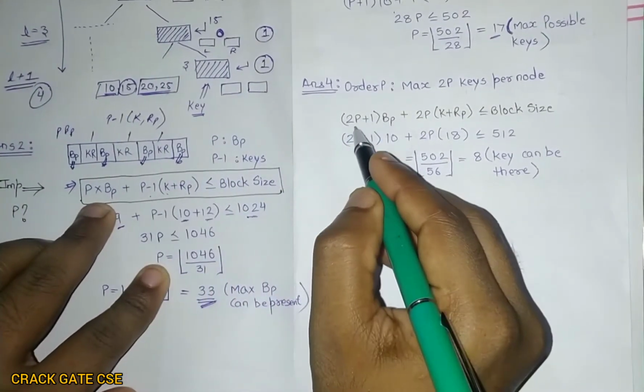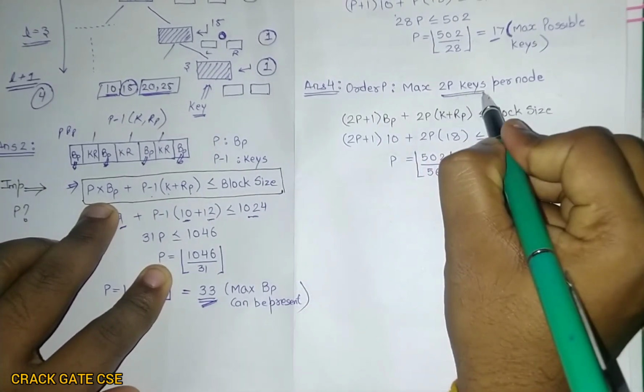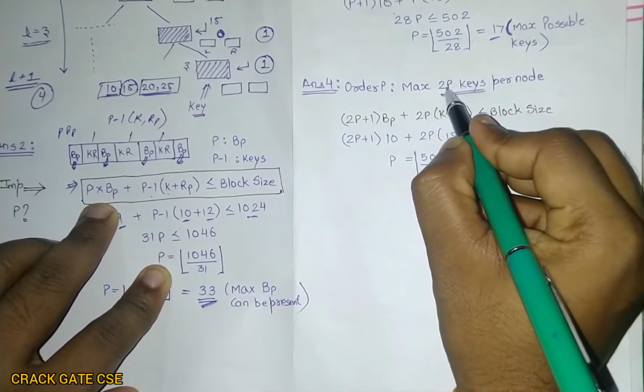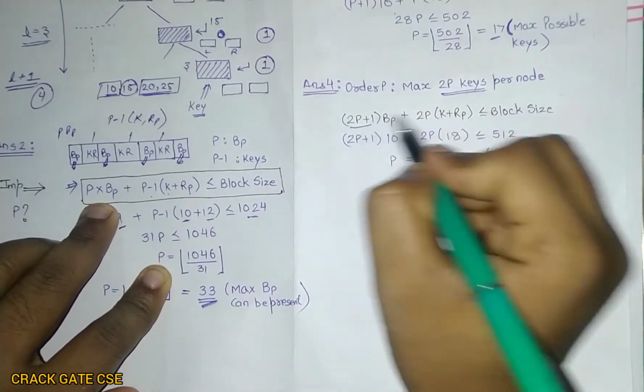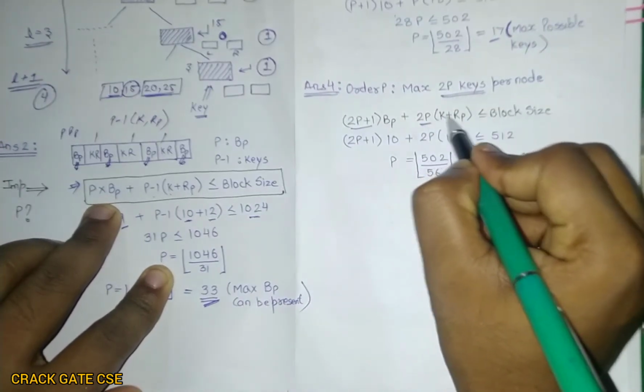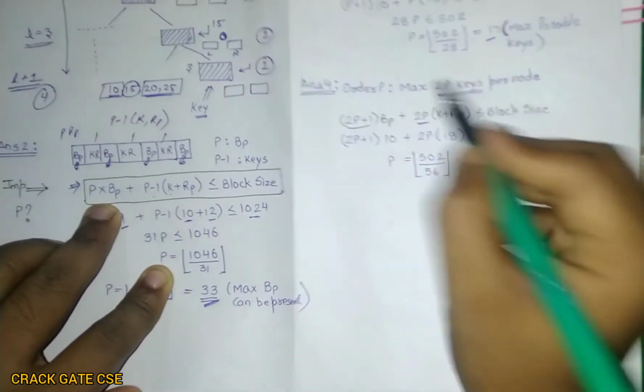Instead of p, we'll be having 2p. This 2p is keys. That means how many block pointers can be there? 2p plus 1, plus 2p key record pointer, which is already given.